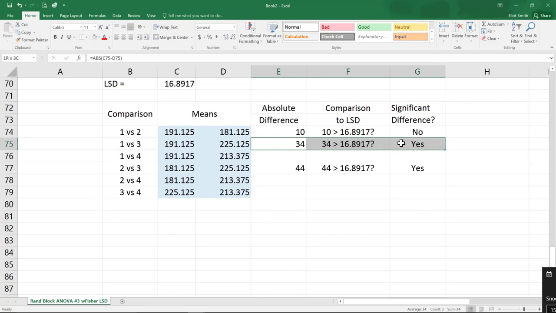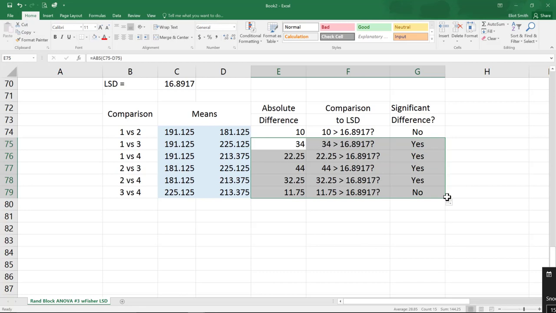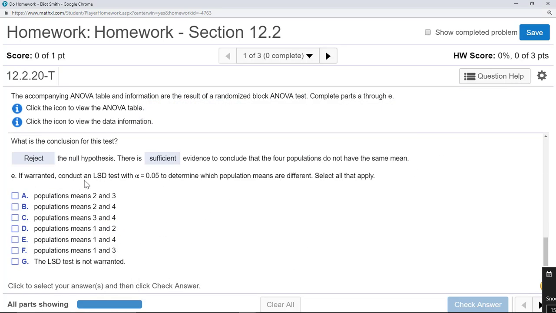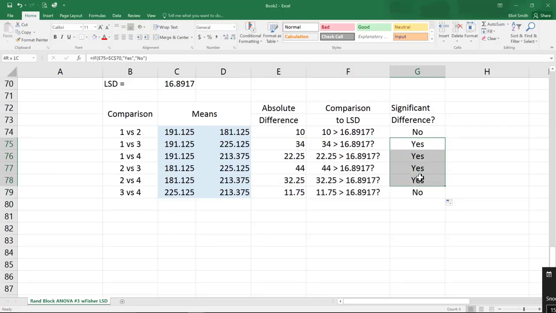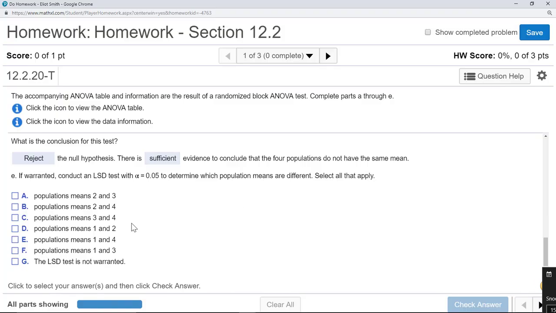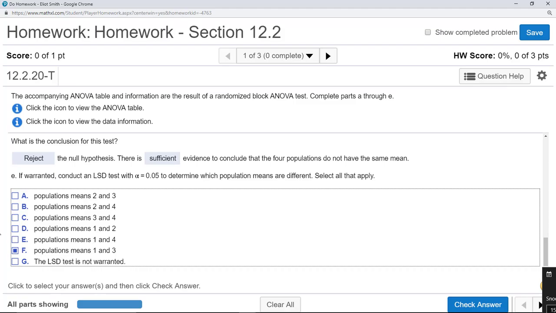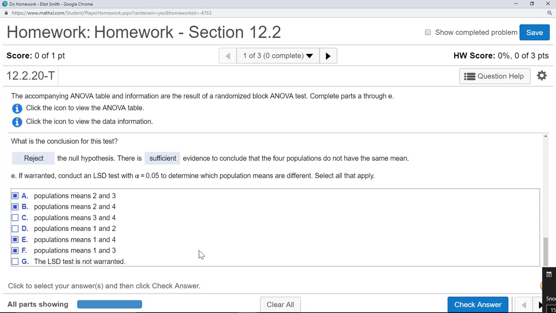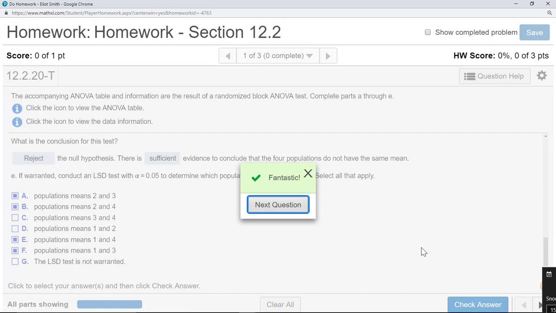All right. Now I'm going to grab these 3 cells going across, pull this down. And take a look at the question. If warranted, conduct LSD, determine which population means are different, select all that apply. All right, so I have these as yeses, 1 versus 3, which is out of order from my sequence here. 1 versus 4, 2 versus 3, and 2 versus 4, and check answer, and there you have it.